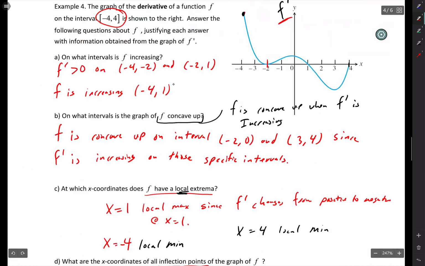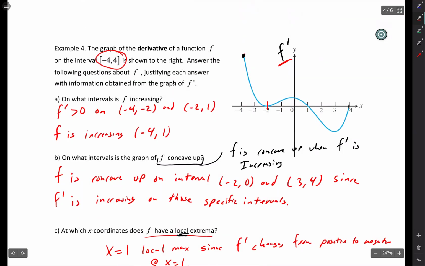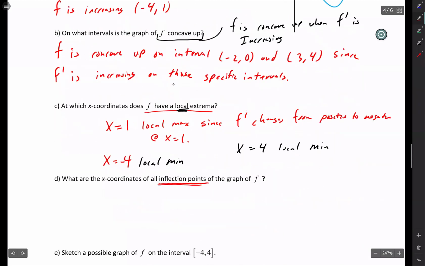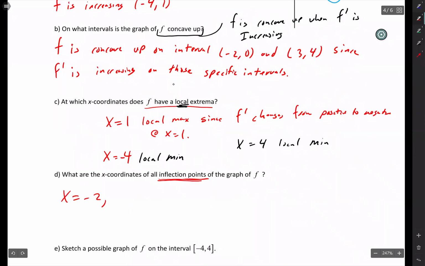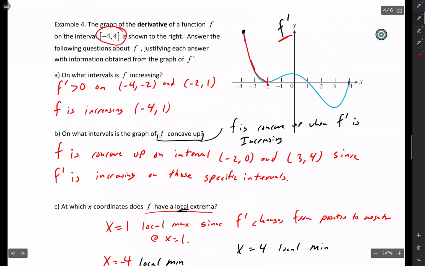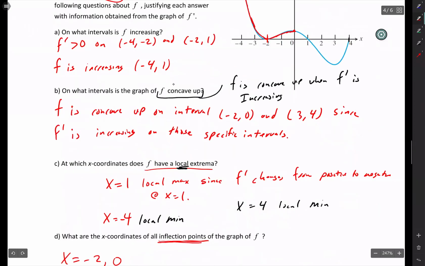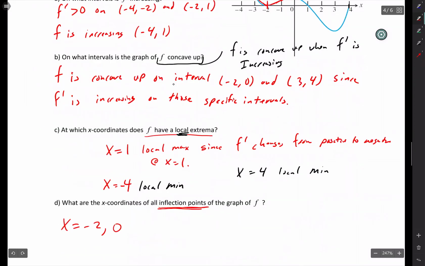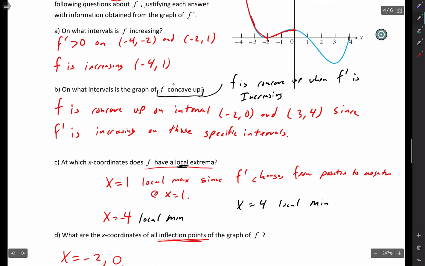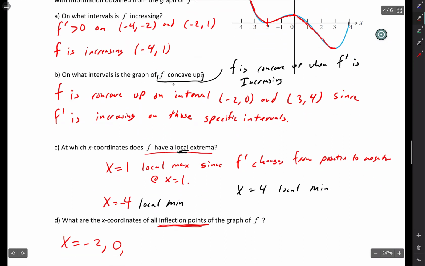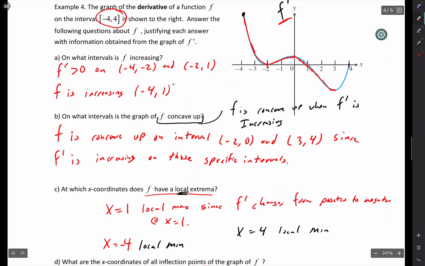So let's go back. So look, this is F prime. I am decreasing. F prime is decreasing until I hit what? -2. X equals -2 is an answer, comma. And now I'm increasing until 0. It looks like it's 0. It looks a little bit to the left of 0, but let's pretend it's 0, comma. And then I decrease again until I hit what? 3. And then that's it.